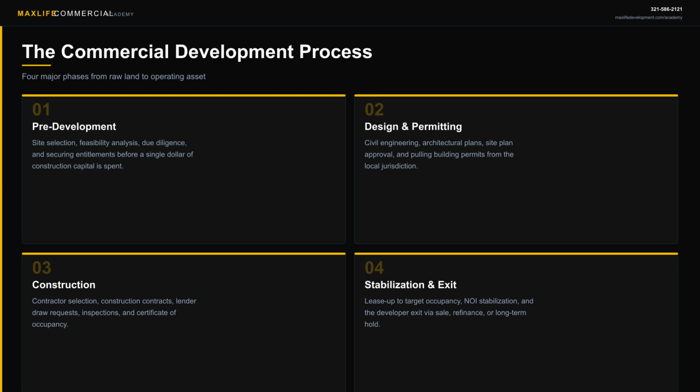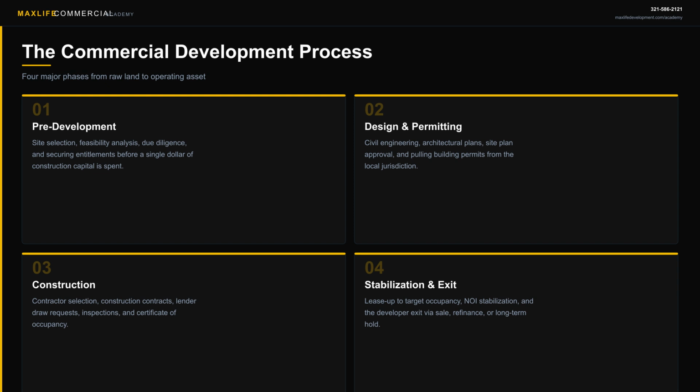Phase 3 is construction. This is the most capital intensive phase. You are managing your general contractor, tracking the construction schedule, submitting draw requests to your lender, and coordinating inspections. The goal here is on time and on budget, which is easier said than done.